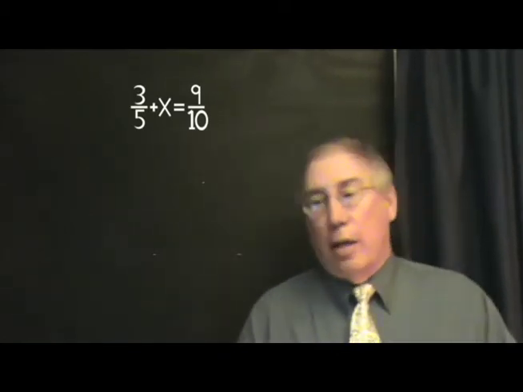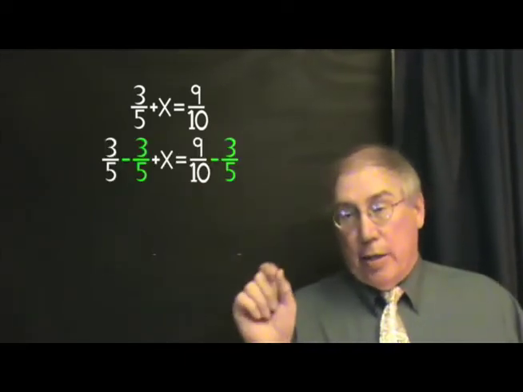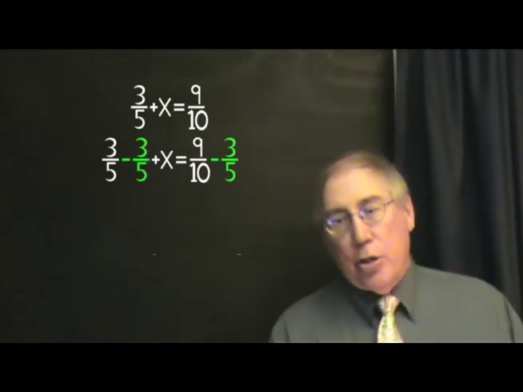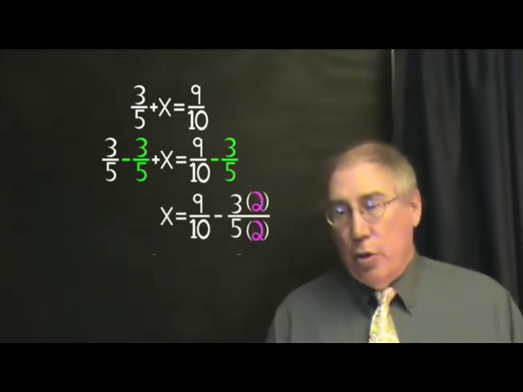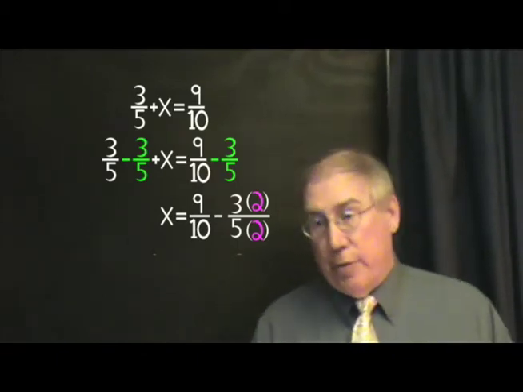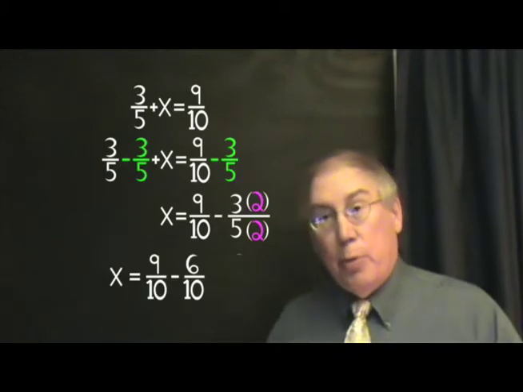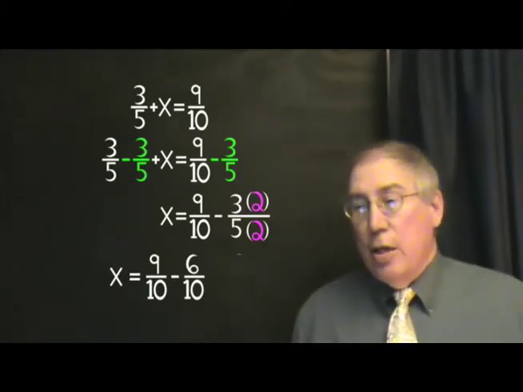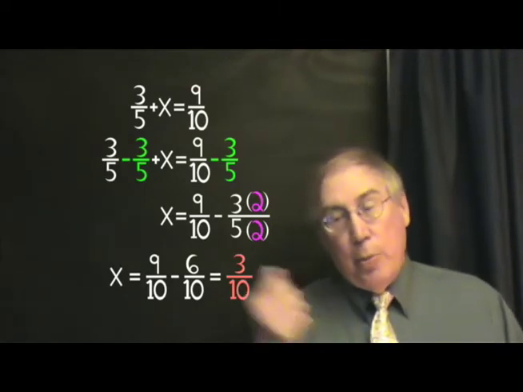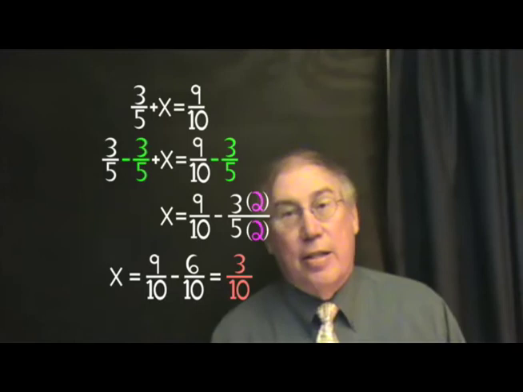Okay? Here's another one with fractions. Let's subtract 3/5 from both sides. Now, look, our denominators aren't the same. Our least common denominator is going to be 10. So we need to multiply a 2 times the numerator and denominator of 3/5. And then the denominator will be 10 on that fraction. So now we can just subtract the numerators, and we'd get 3/10 as our answer.